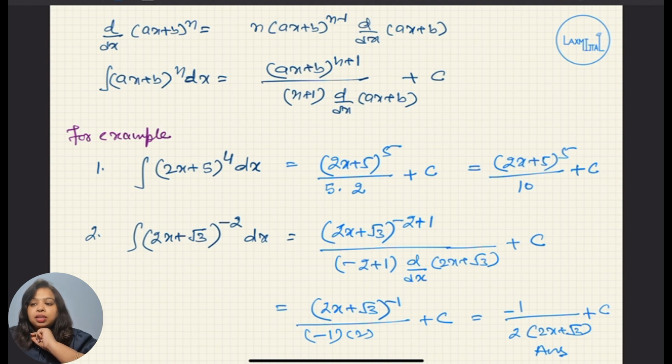I hope up to here you are very much clear how to find the integration of x raised to the power n, ax plus b raised to the power n. So in today's video, we are going to finish up till here.